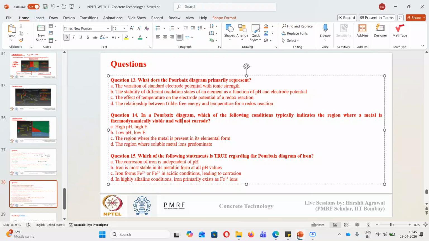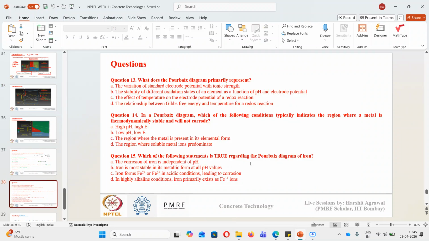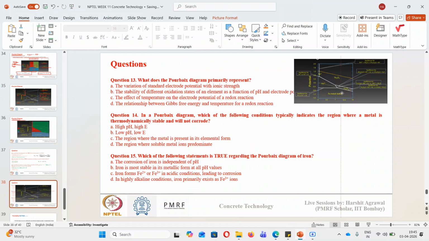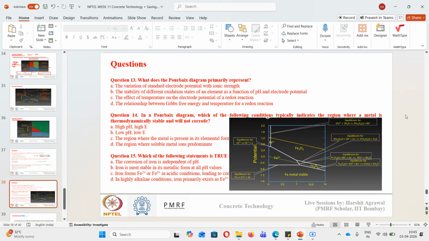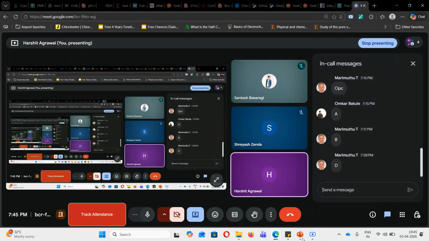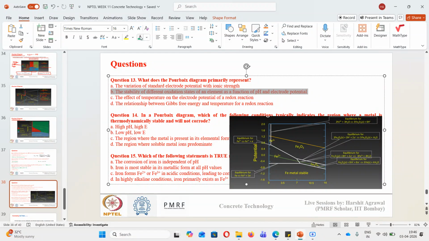It is a representation of potential versus pH. So what we understand from the plot, like this plot that we saw here, what are we understanding from this diagram? Basically, we are understanding the stability of different oxidation states of an element. So this is what we are getting from the Pourbaix diagram.